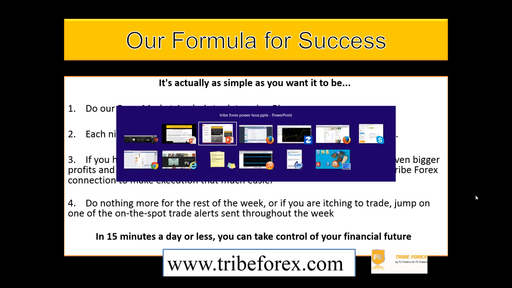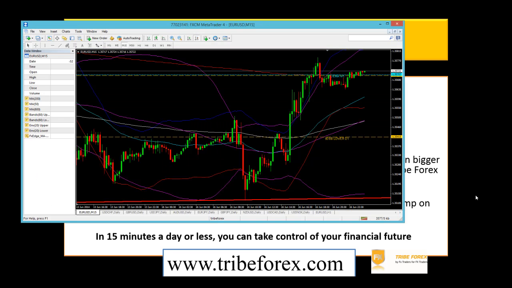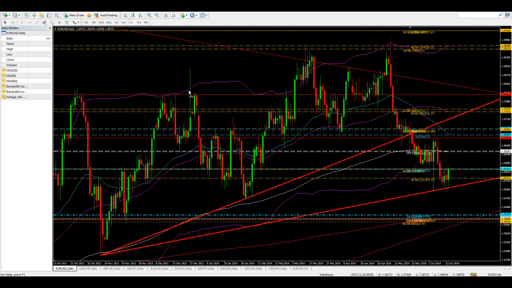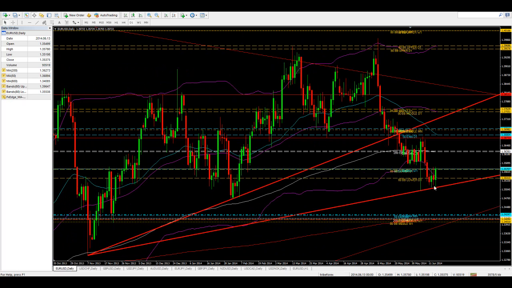Having said that, let's go ahead and take a look at our charts. I'm going to start with my euro dollar. Euro dollar was actually primed. If any of you have been following me at all, you will notice that you had tremendous opportunity to buy right off this trend line here at the bottom that we set up last week.